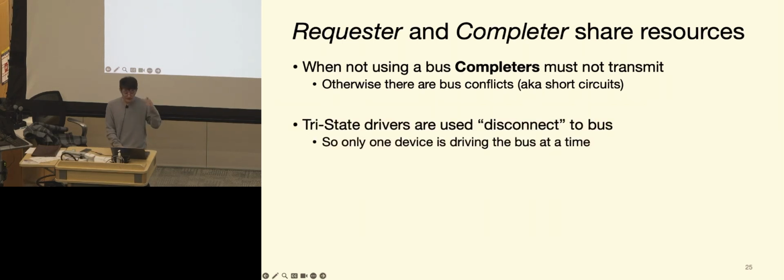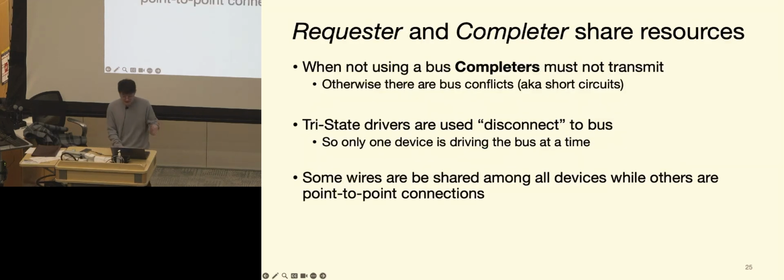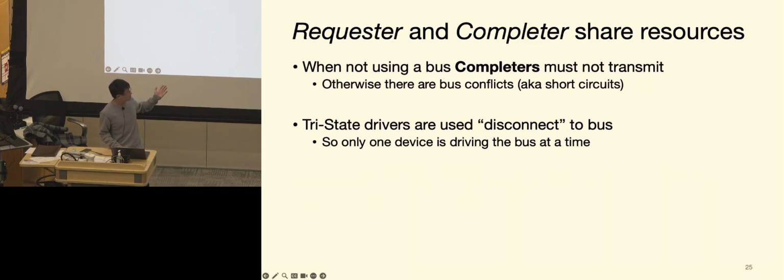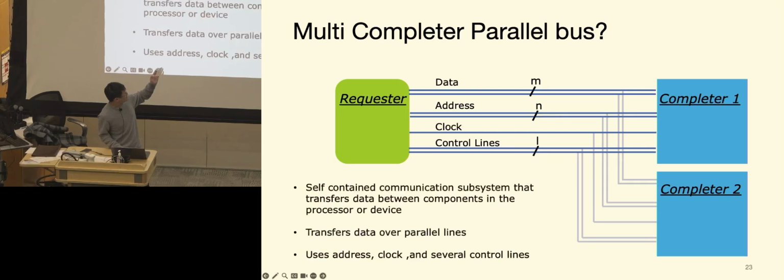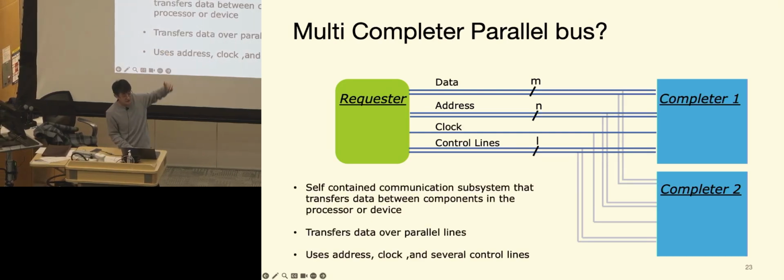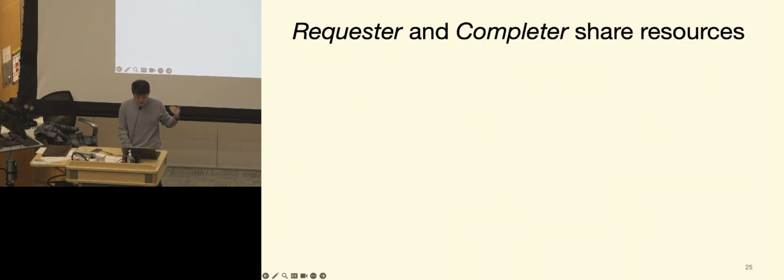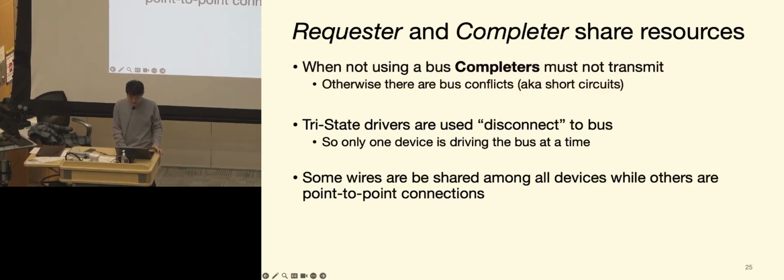In order to do that, there's this thing called tri-state drivers. You don't have to know too much about this, but basically it's a way to make the completer electrically disconnected from the bus. It's called a high impedance or high-Z state, so that it does not have any chance to collide with any other data. And as we mentioned in the previous slides, some of these signal lines are shared, some of them are individual ones, and we will talk in more detail about that as well.